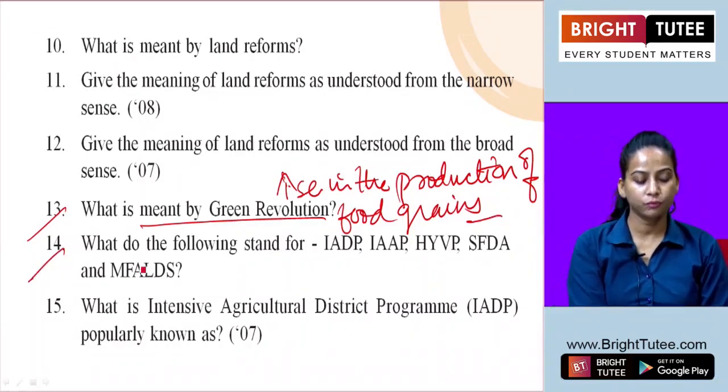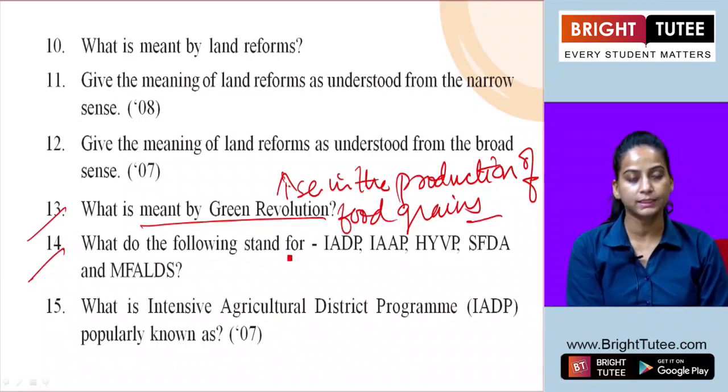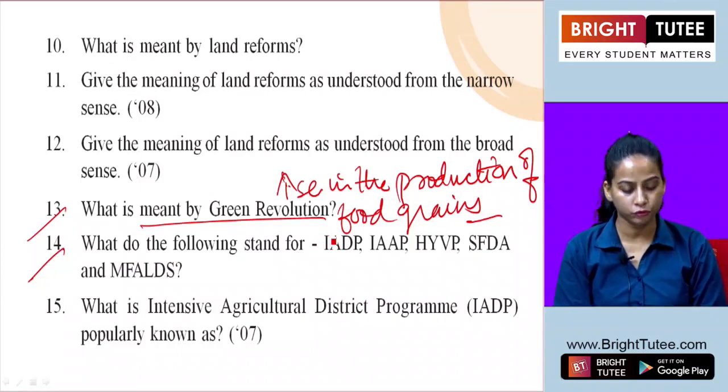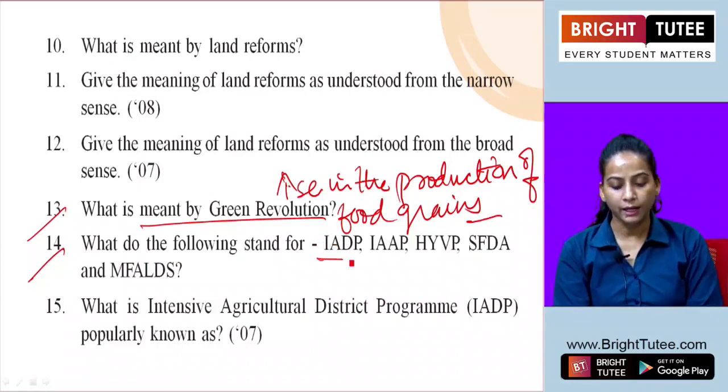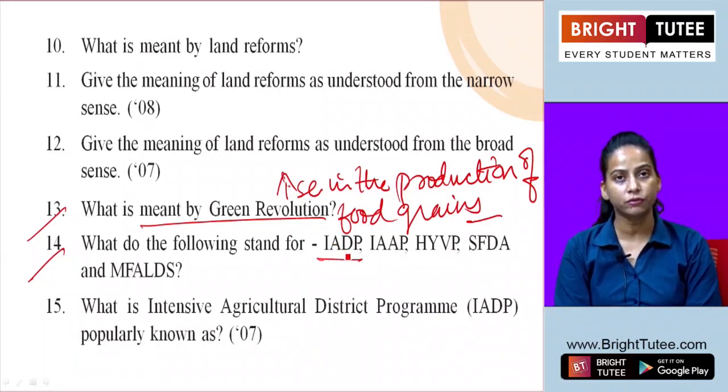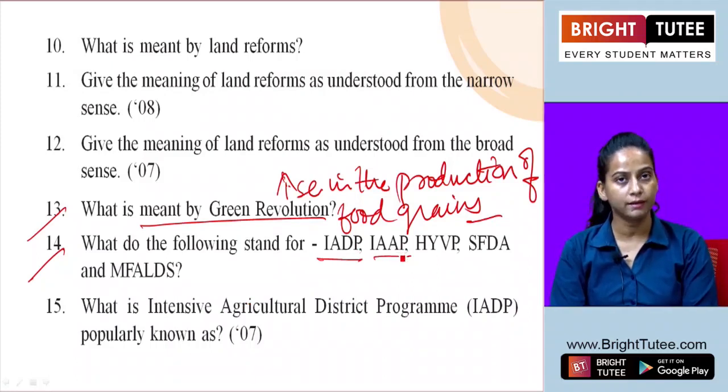Now next they have asked what do the following stand for. So we have to give the meaning of these abbreviations used here. So first one is IADP. IADP stands for Intensive Agricultural District Program. IAAP, Intensive Agricultural Areas Program.